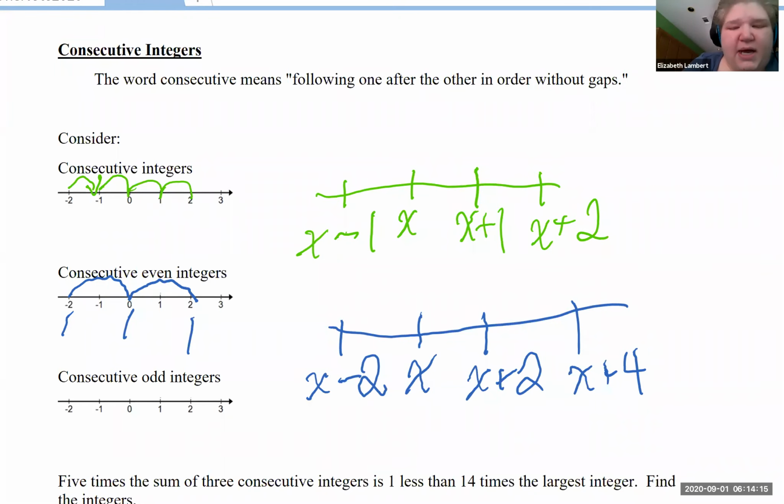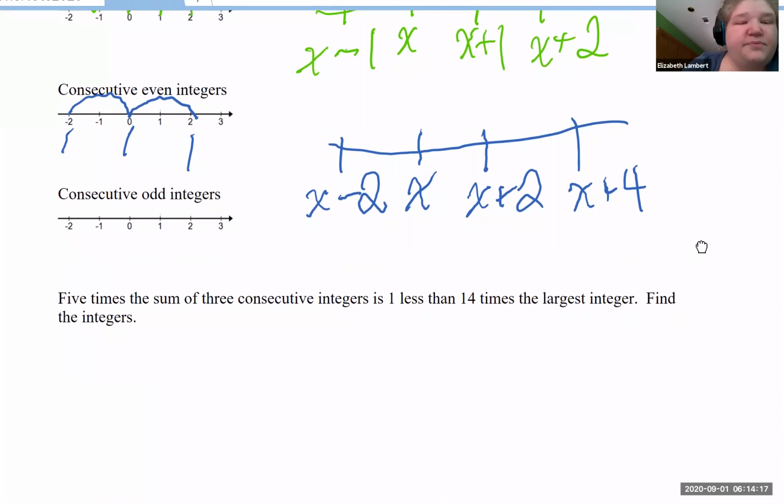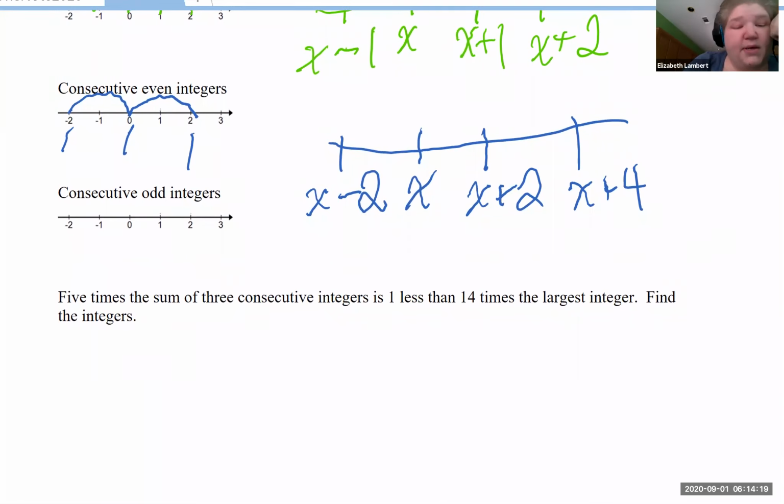Now check this out with the odd integers. So we've got -1, 1, and 3. What do I do to go from -1 to 1 or 1 to 3? The same thing I did for the evens. I add 2. So we would use the same thing: x plus 2, and x plus 4, or x minus 2, x, and x plus 2.